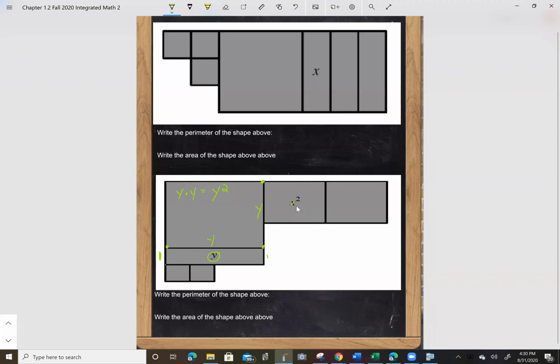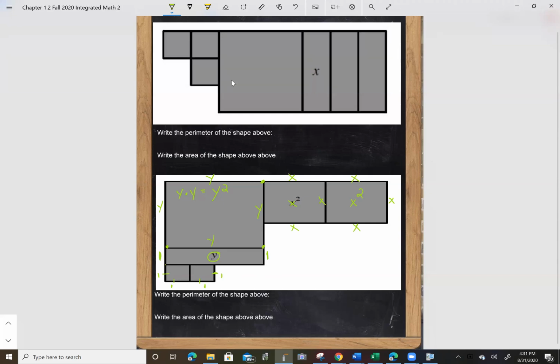Then this is x squared, which means this side and this side are both x. This is the same size. This is also x squared. This is x on this side, x over here, x here, x here. This is y, y, 1, 1, 1, 1. Now here's a couple of tricky parts.